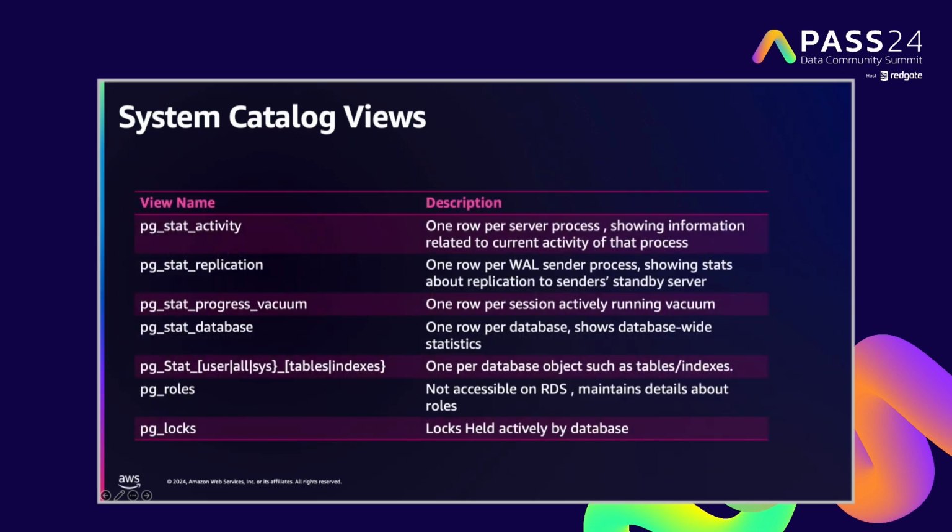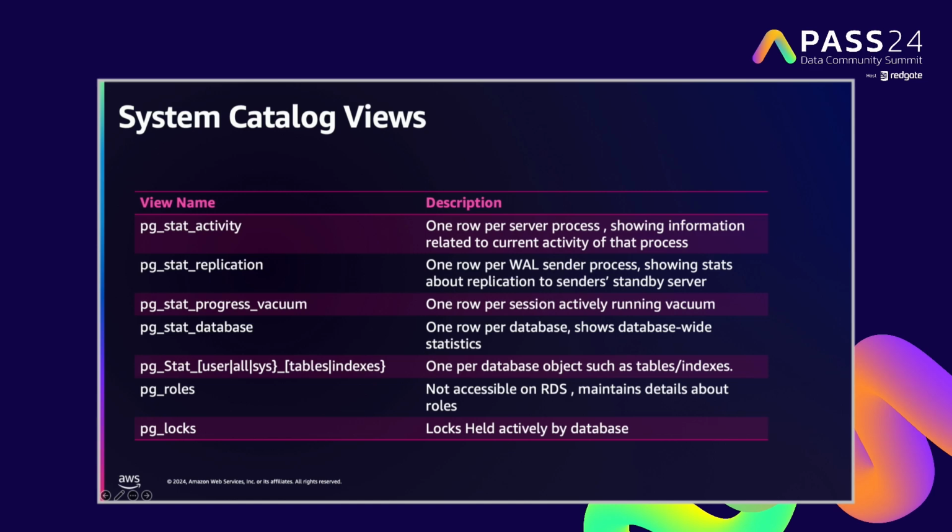What are some of the top queried catalog views? pg_stat_activity. I think most of us go to pg_stat_activity whenever we want to see what is happening in the database. So that is the first view.